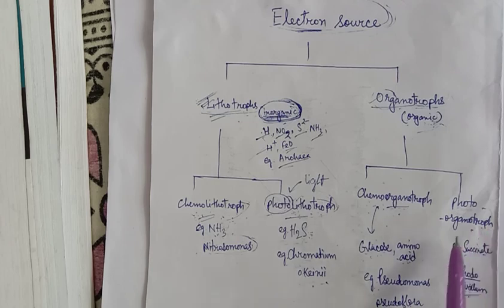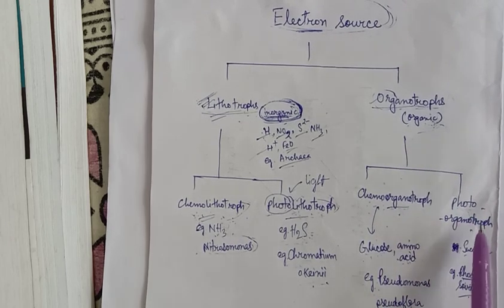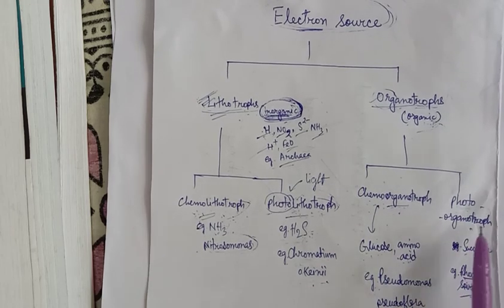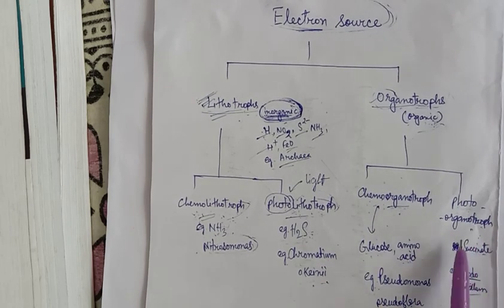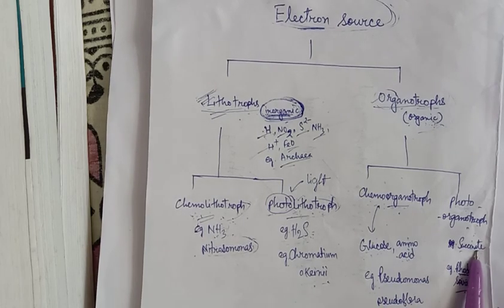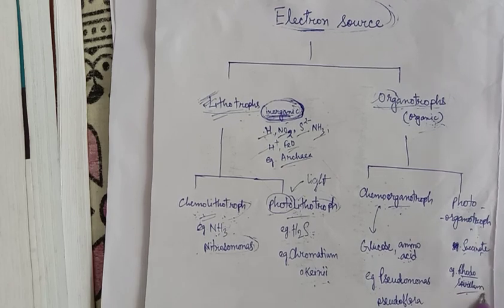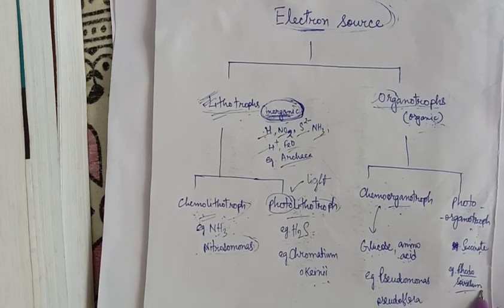Then come to photoorganotrophs. Photoorganotrophs are microorganisms which gain energy from light and use organic compounds such as succinate as their source of electrons. An example of photoorganotroph is Rhodospirillum. Clear? Thank you.